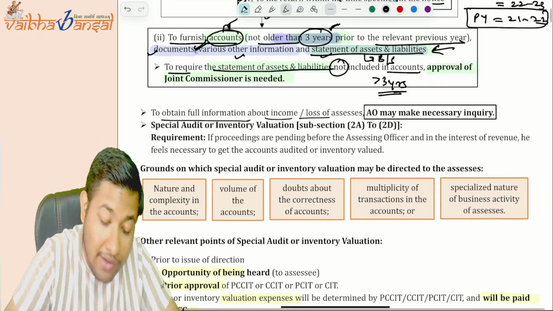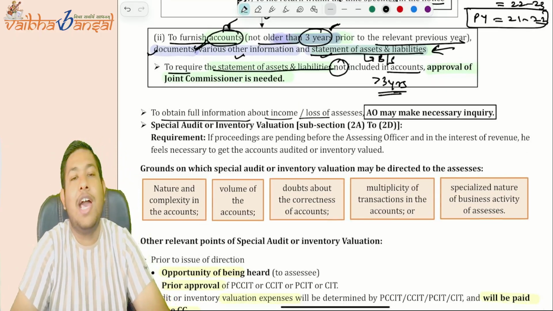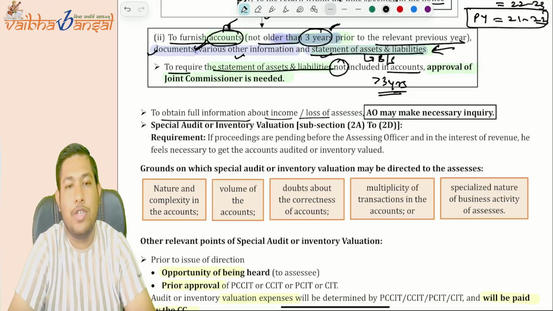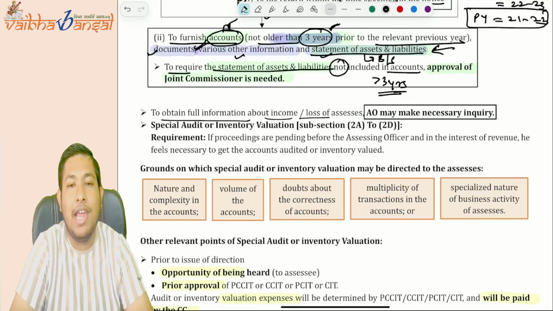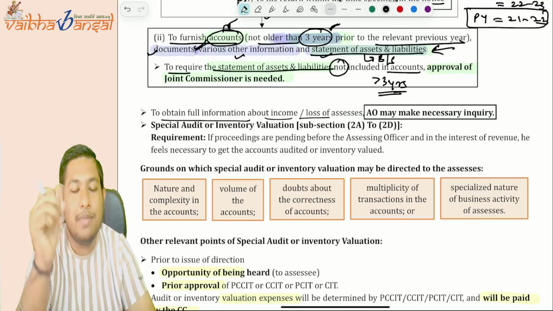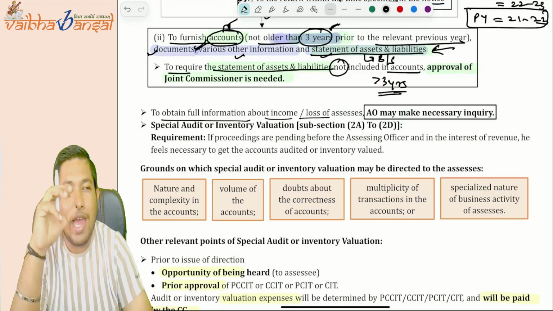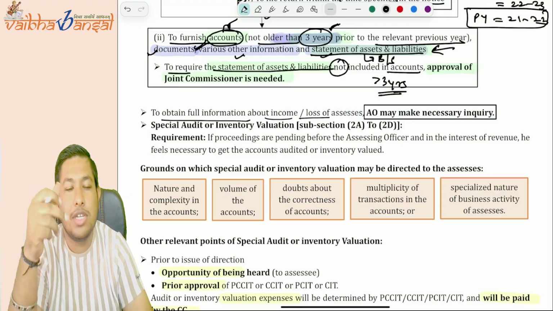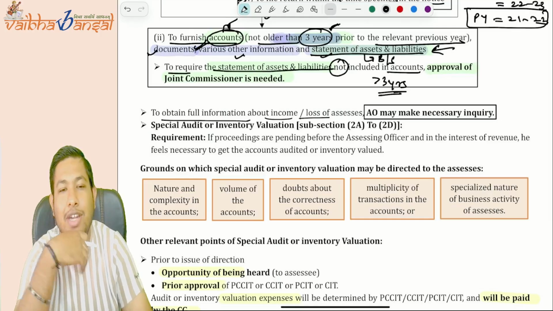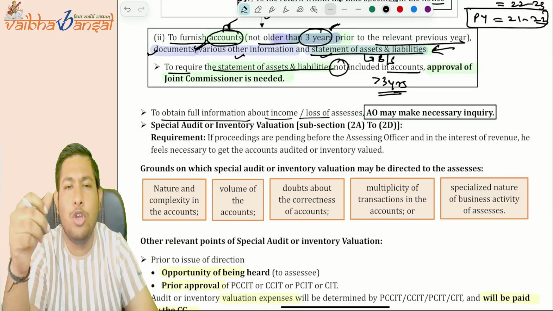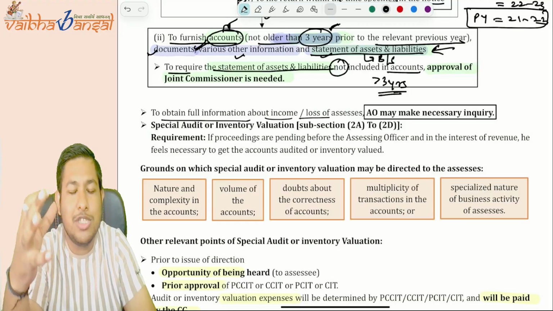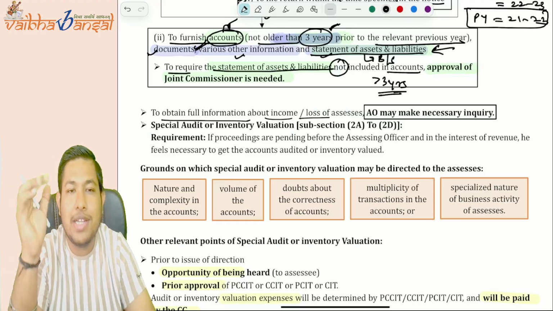Okay, now there is a requirement faced by the assessing officer that, okay, I find everything is correct, but I found that there can be a miscalculation in the inventory part. I found that the inventory valuation is not appropriate, or might be the accounts are very voluminous. The accounts are very complex. I am not able to understand those accounts.